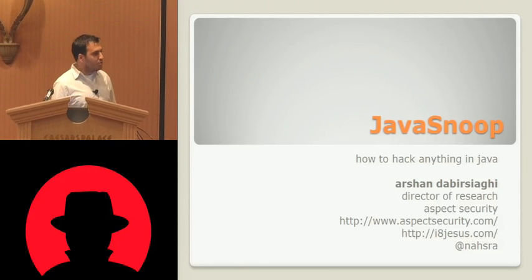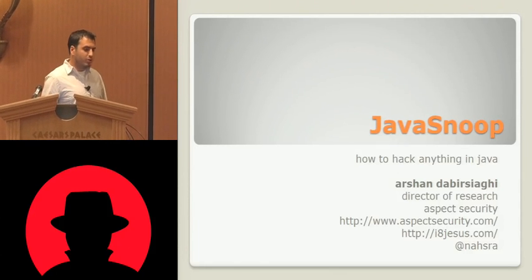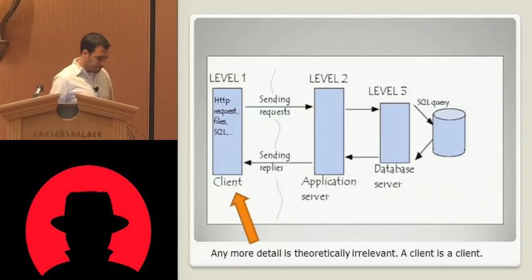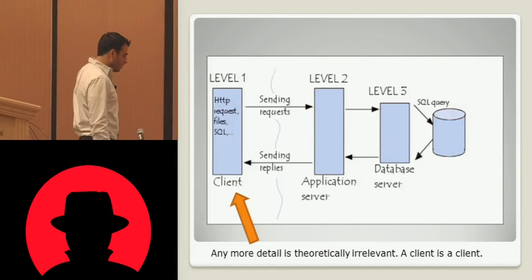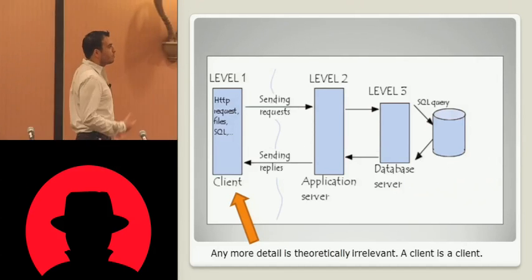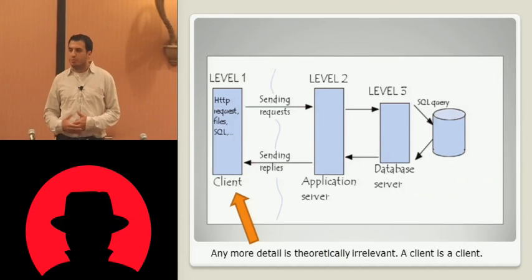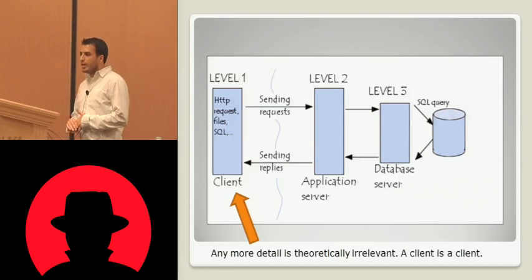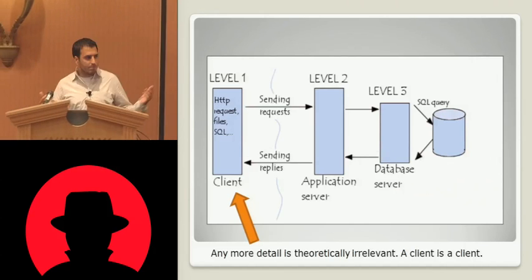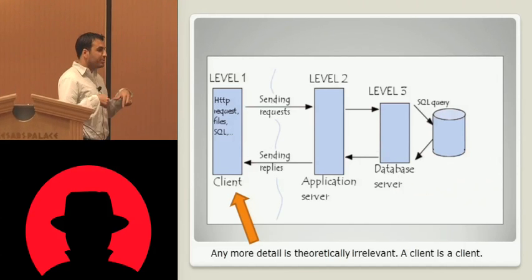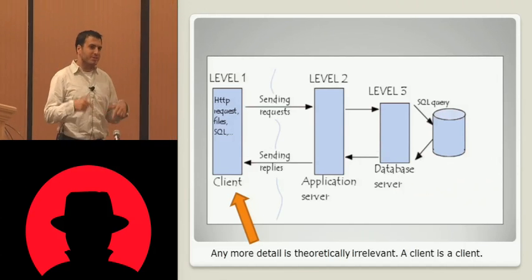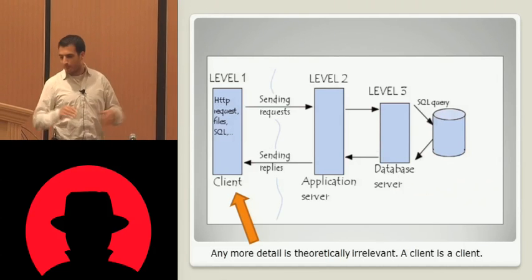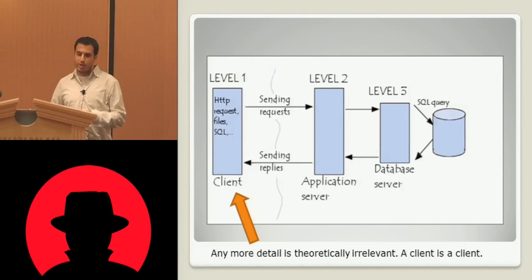So we're releasing a tool today. Actually, we released it a few days ago, called JavaSnoop. The whole point of JavaSnoop is to make theoretical vulnerabilities turn into actual vulnerabilities. So if you're looking at this diagram here, sorry, I'm Arshan Dabirsiaghi. I work for Aspect Security, Director of Research. There you go. Let's talk about JavaSnoop.